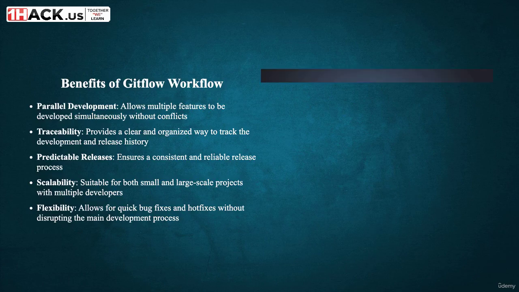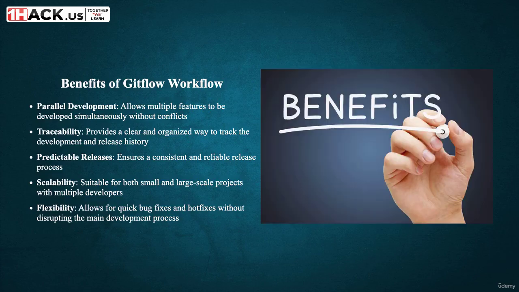The Git flow workflow offers several key benefits. Parallel development. Git flow allows multiple features to be developed simultaneously without conflicts, as each feature is isolated in its own branch. This enables teams to work more efficiently and effectively. Traceability. The Git flow workflow provides a clear and organized way to track the development and release history of a project. By using the different branch types, it's easy to see the origin and purpose of each change.